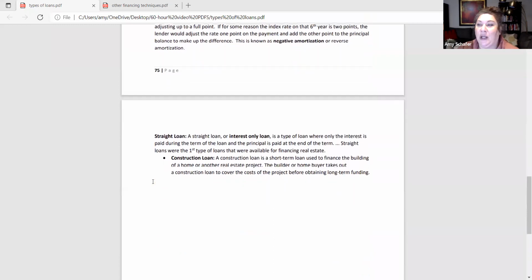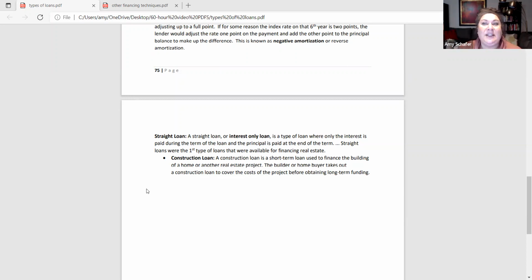Last up is a straight loan. This is known as an interest-only loan, where every month you're only making a payment to the bank for interest. You're not paying down the principal balance of the mortgage. A common type of loan that you'll use with this is a construction loan, where someone goes out and maybe custom builds a home. They go out and buy the lot, and this construction loan funds the lot.